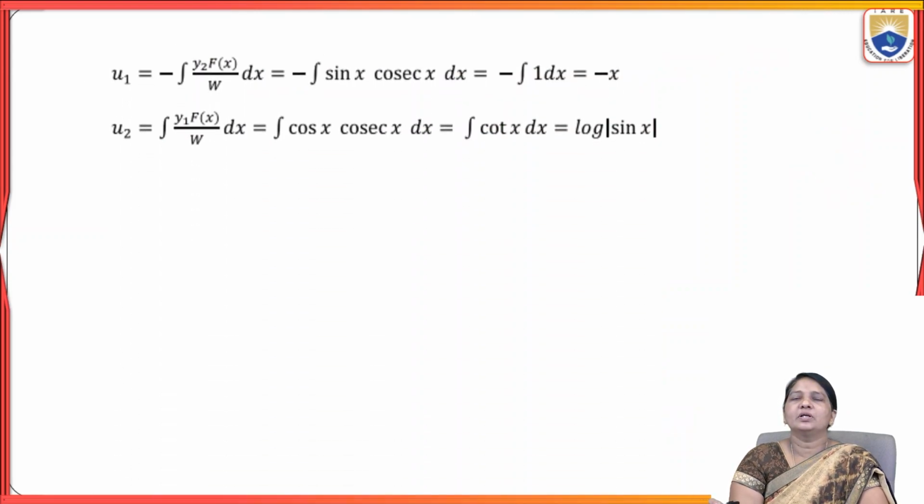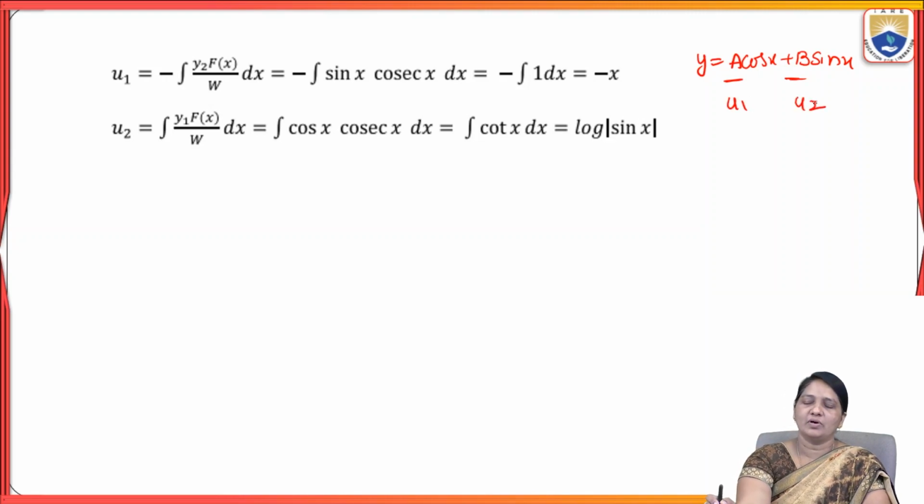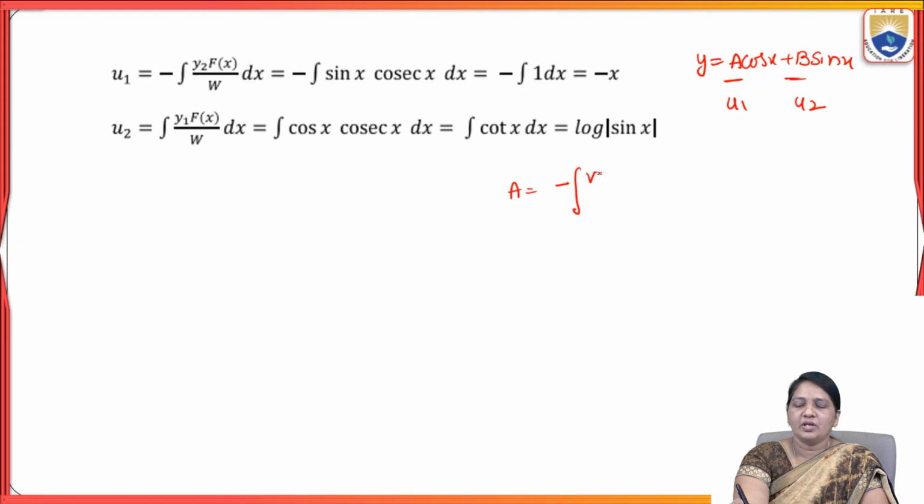Now we are going to do the third one. So here y, what do we assume? A into cos x plus b into sin x. Now we are going to calculate the A and B values, otherwise u1 and u2 values, by using the formula. So what is the formula here? A equal to minus integral v into q of x by w.